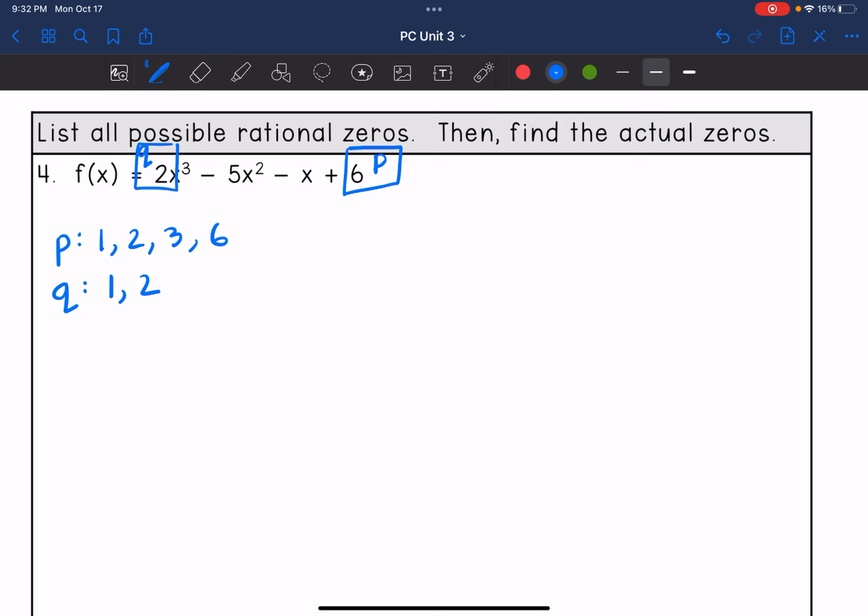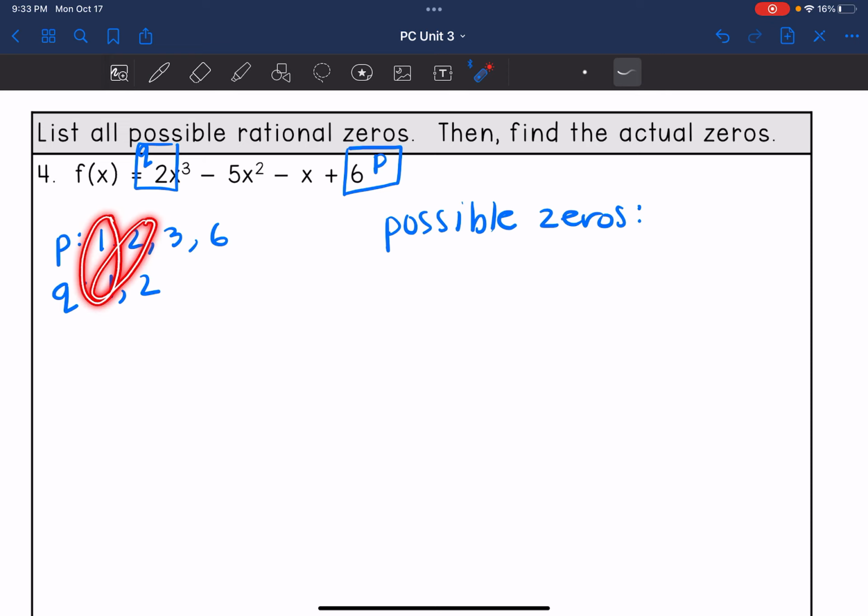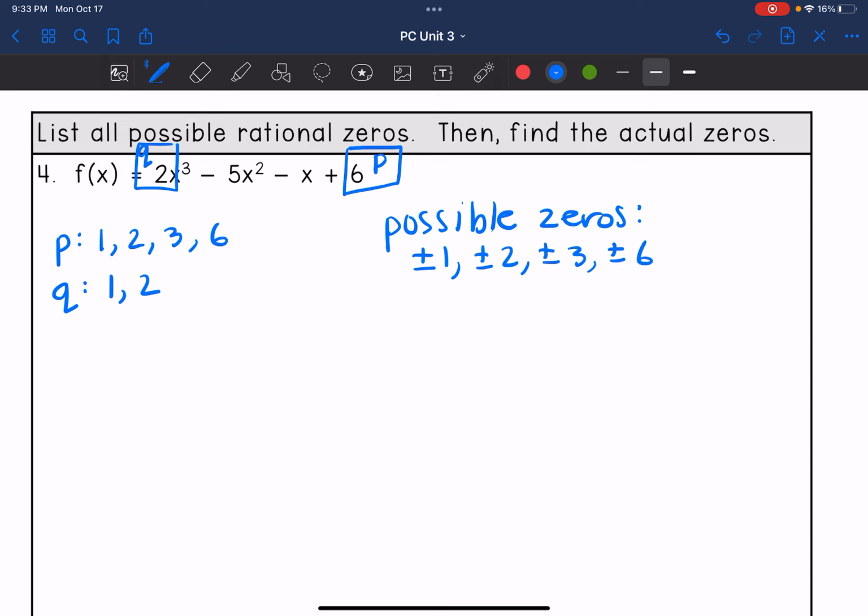Okay, so now for our possible zeros. These are going to be all of our possibles. We have to set them up as fractions. But remember, they're positive or negative. They can be either one. So I could have 1 over 1, 2 over 1, 3 over 1, 6 over 1. So I'm going to list those: plus or minus 1, plus or minus 2, plus or minus 3, plus or minus 6. Okay, so we're done with that 1.